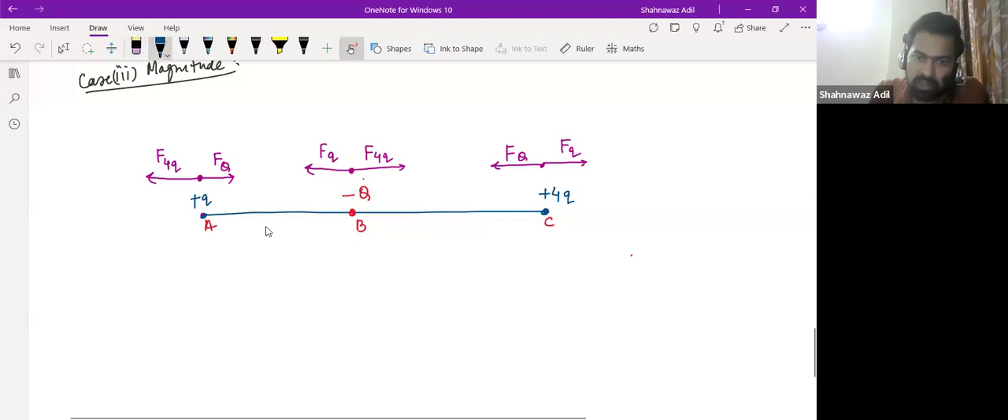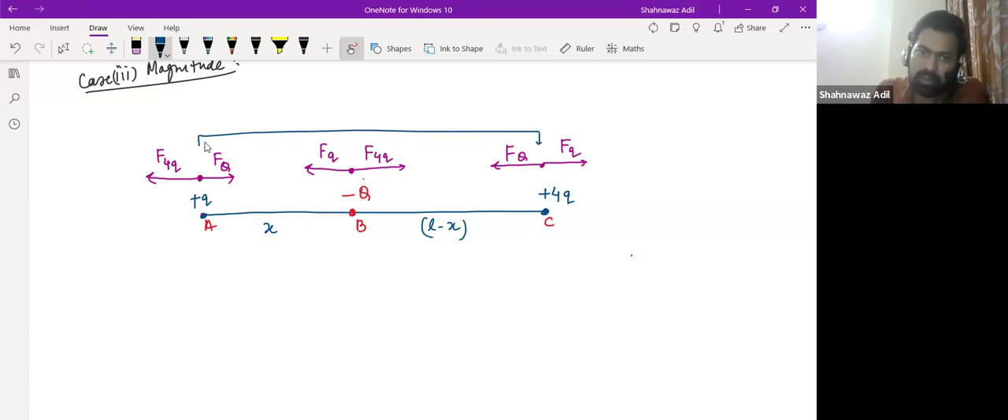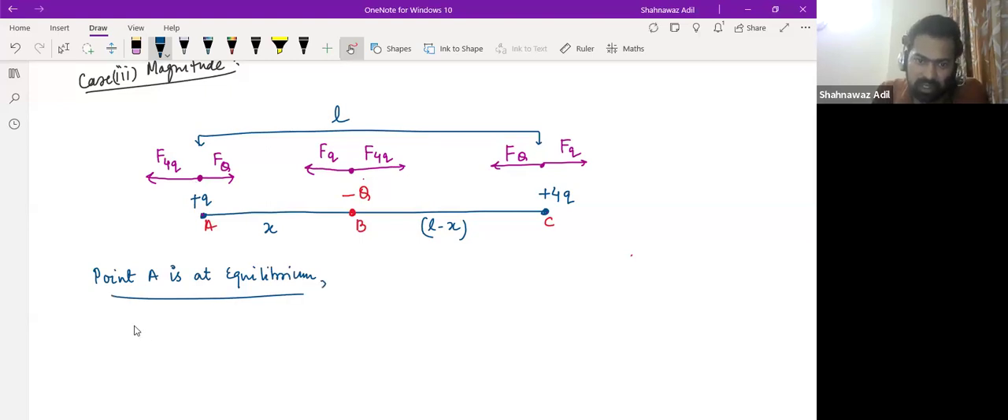So this is X, this is L minus X, and the total distance is L, right? So we will use the condition that point A is at equilibrium. So what does it say? It says that F4Q is equal to FQ. Correct?